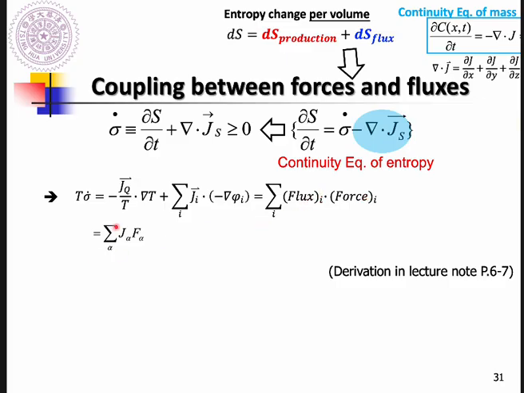So if you rewrite it, it can be the summation over alpha of J alpha F alpha. I use J to represent the flux, and F alpha is the force. This is a simpler equation we have, right? As long as you have two or more driving forces, in order to know the sigma dot for resistance, you just sum them together, then you can get sigma dot.